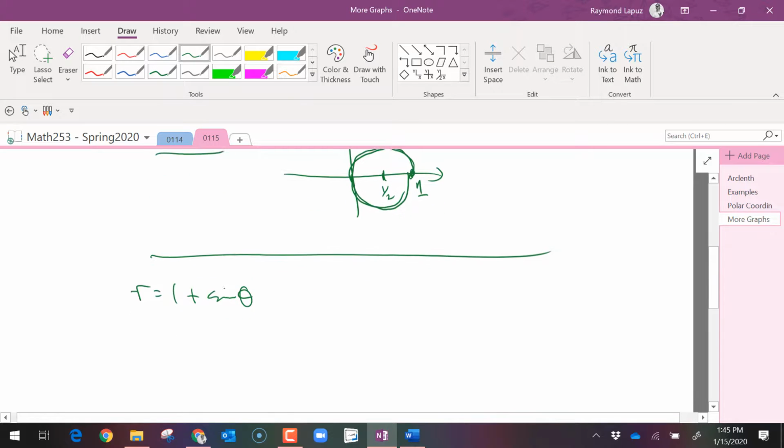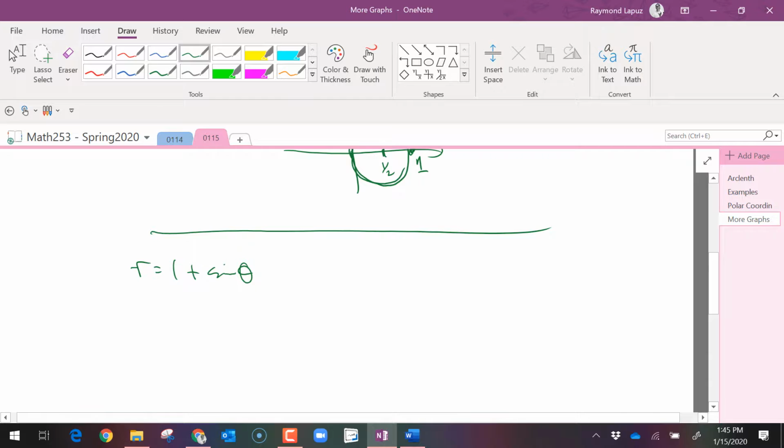Let's take a look at r equals 1 plus sine theta. Now for that, it'd probably be good to take a look at how this is. The sine theta looks like this, right? What's 1 plus sine theta? Shift it to the right? I think it's shifted up. There you go.